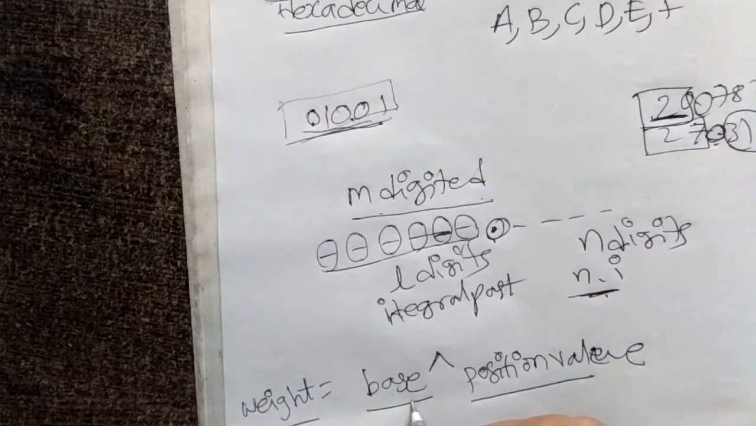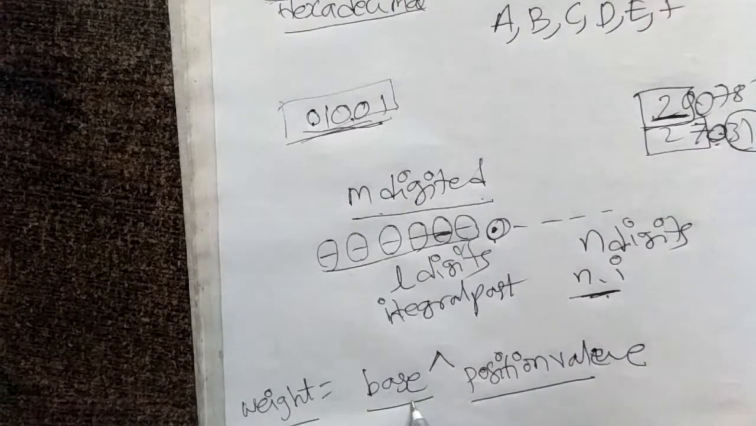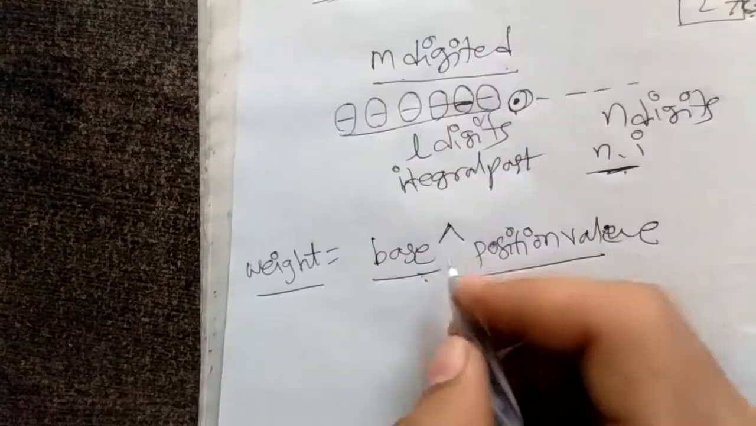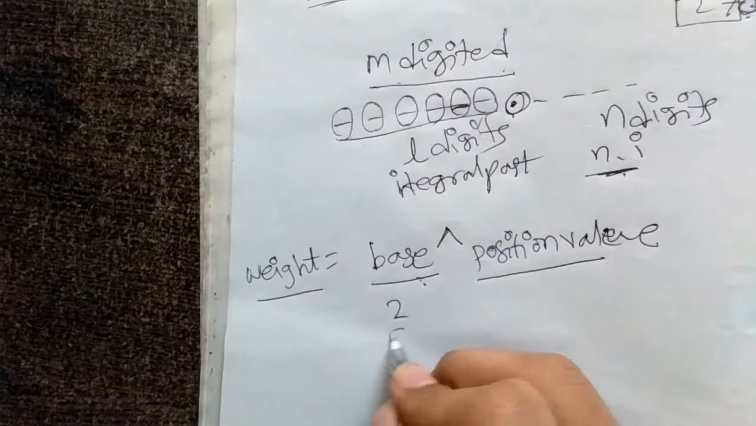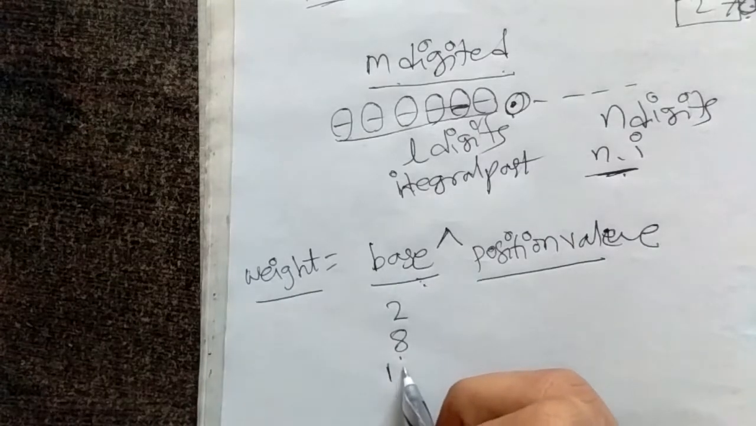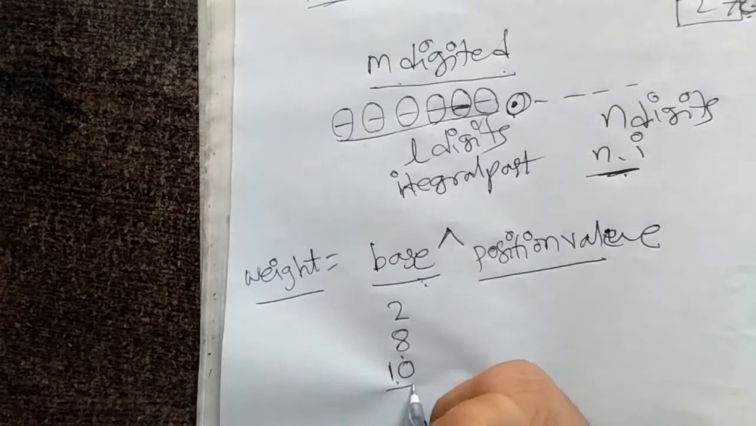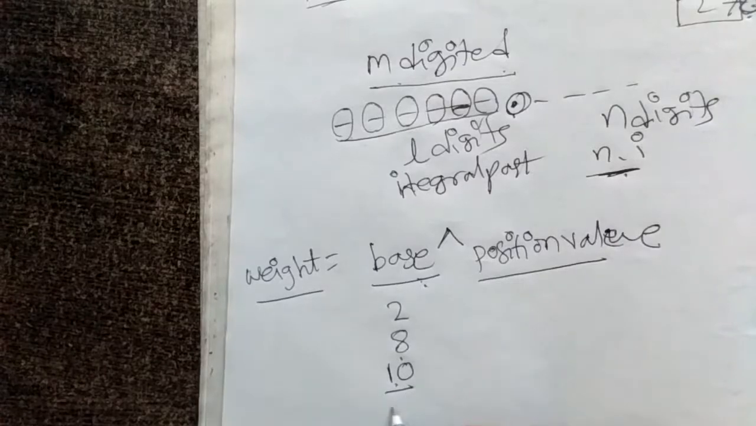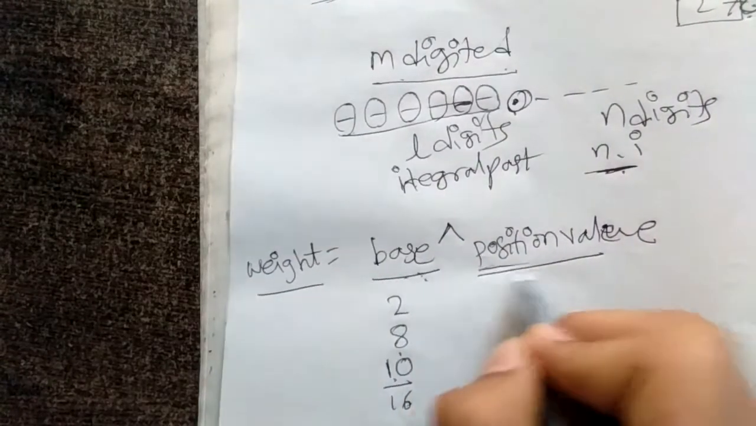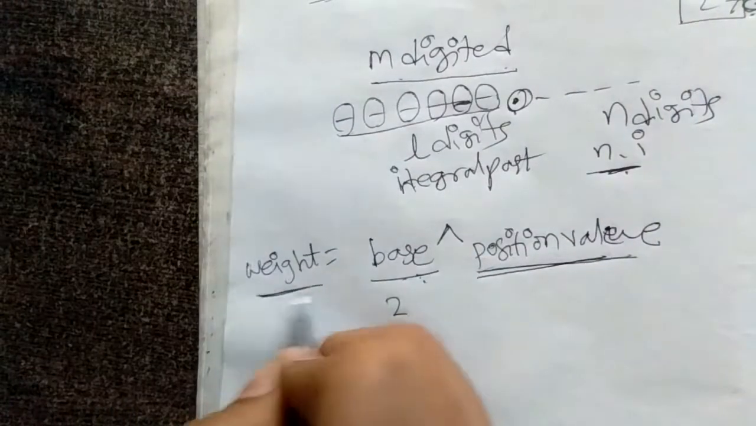So what do you mean by a base? A base is a number which you will be using to represent a given number. Let's say in the binary number system we have a base of 2, in octal we have a base of 8. In decimal, the system which we humans use, we have a base of 10, and in hexadecimal we have a base of 16. So this base raised to the power of your position value would give your weight.